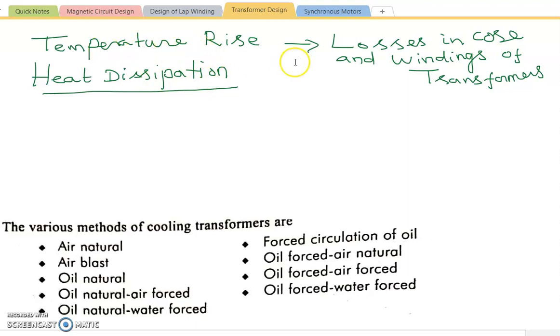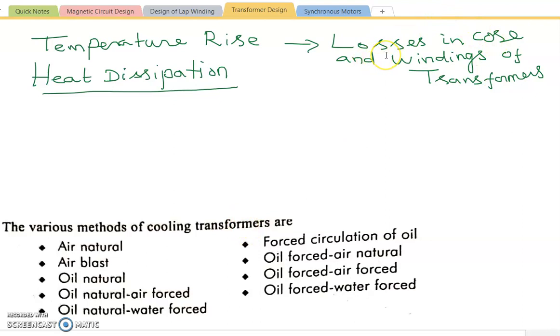So, temperature rise: losses in the core and winding of the transformer produce a temperature rise. That heat is produced in the core and winding of the transformer. The heat will then be conducted to the transformer oil, and so the temperature of the transformer oil will increase. That increased temperature of the oil has to be dissipated out, so we need cooling methods. So three topics we are going to discuss: temperature rise, heat dissipation and cooling of transformers.